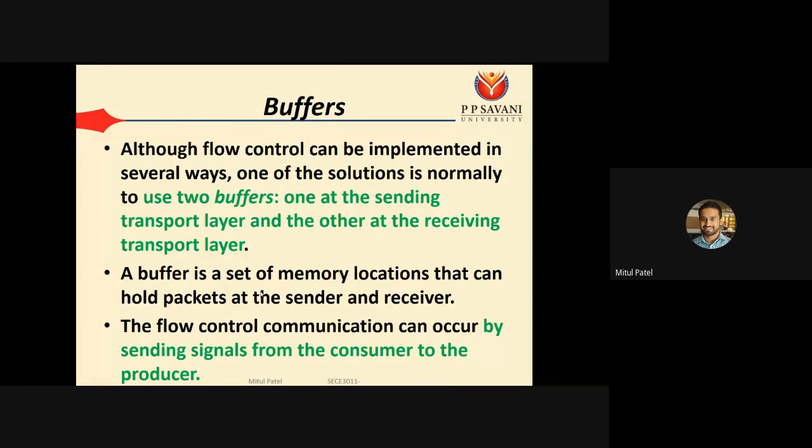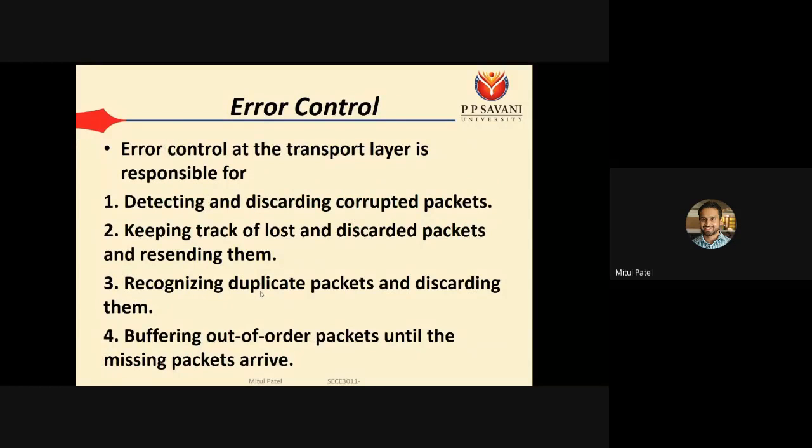One more responsibility of the transport layer is error control. Error control means we need to detect if some of the packets are corrupted. This type of packet should be identified at the receiving side. Suppose some data in the packet has changed; that type of packet can't be accepted by the receiver. So at the receiving side, we require some mechanism by which we can identify which of the packets is corrupted.